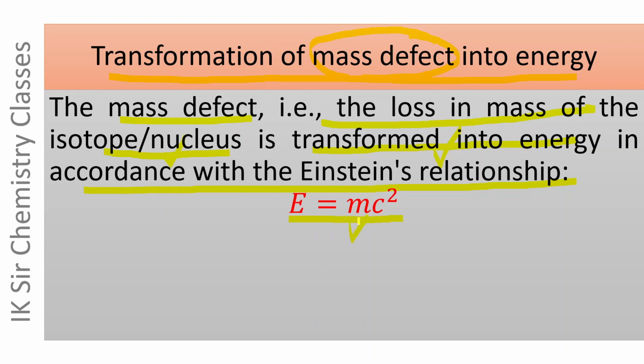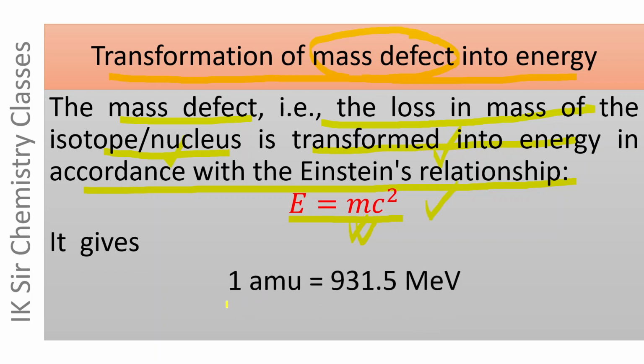Here m is the mass which is being transformed into energy, and c is the velocity of light, which is equal to 2.99792458 into 10 to the power 8 meter per second. And this relationship gives 1 AMU is equal to 931.5 mega electron volt. The energy equivalence of 1 AMU is 931.5 mega electron volt. It means if 1 AMU mass is transformed into energy, we will get 931.5 mega electron volt energy.